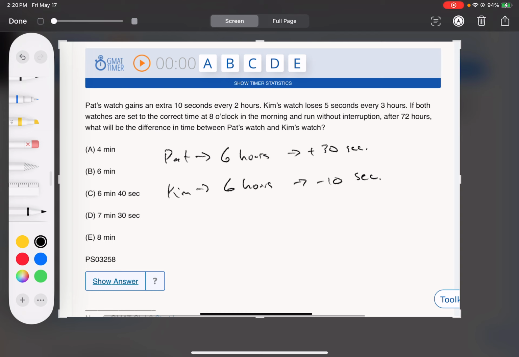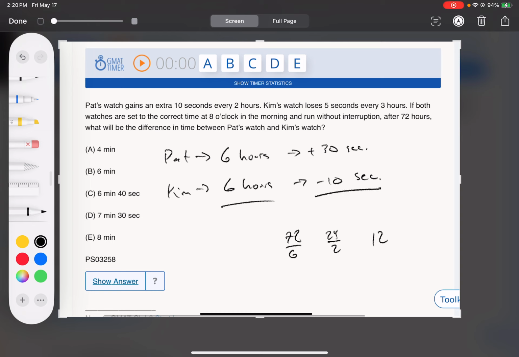So if we start him even at 8 o'clock and let him run for 72 hours, let's see how many 6-hour periods that is. Well, so that's 12 6-hour periods.